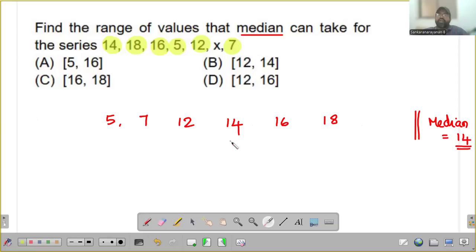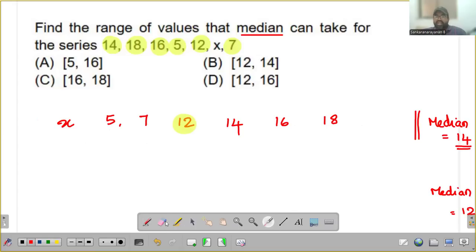You got my point? Now in the same way, consider that x is located over here, at the left end. So we can see 1, 2, 3, 4, 5, 6, 7. Altogether 7 observations are there. So the fourth observation is going to be the median. See this, 1, 2, 3, 4. The fourth observation is 12. So you can see that in this case, the median is equal to 12.